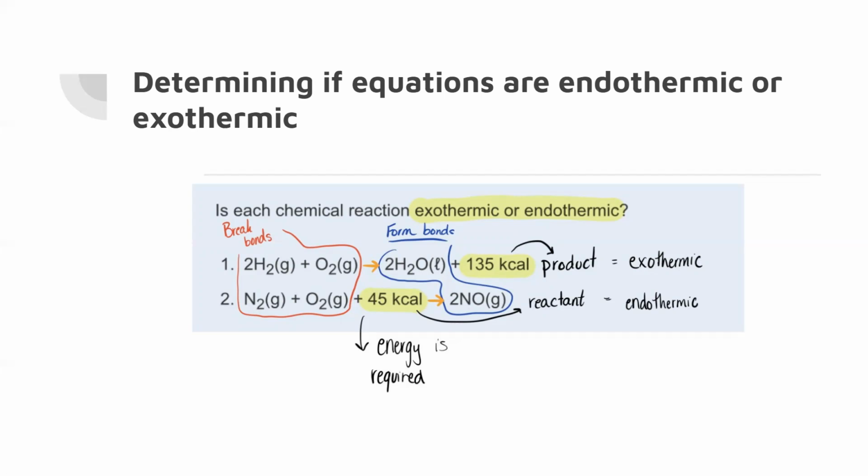You're breaking down the bonds of the 2H2 plus the O2 to form the bonds of 2H2O. In the second one, you have N2, which is a gas, plus O2, which is also a gas, and you're adding in the 45 kcals. And you are converting that into 2NO, which is a gas. Because energy is required in this equation to go to the 2NO, it is a reactant. So as we said in the previous slide, when the heat is a reactant, it is endothermic.